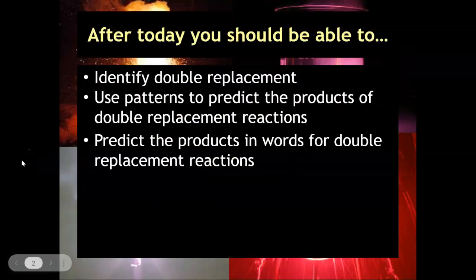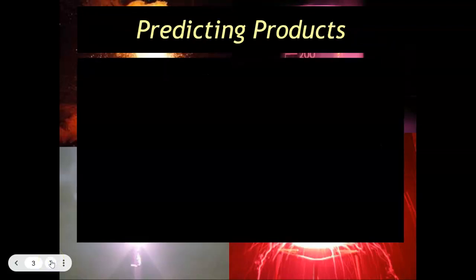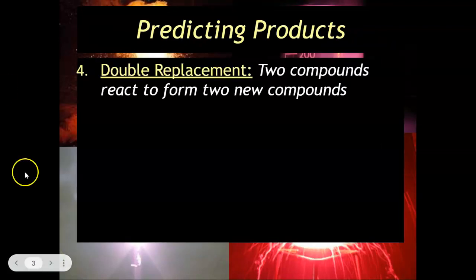And here are our objectives for the day. After today's lesson, we should be able to identify double replacement reactions, predict the products, and also be able to balance out our chemical equations, which at this point we're getting pretty used to. Okay, so first let's talk about predicting the products of a double replacement reaction.